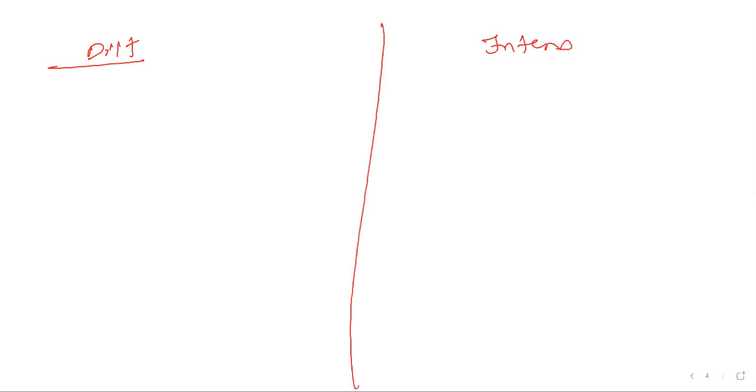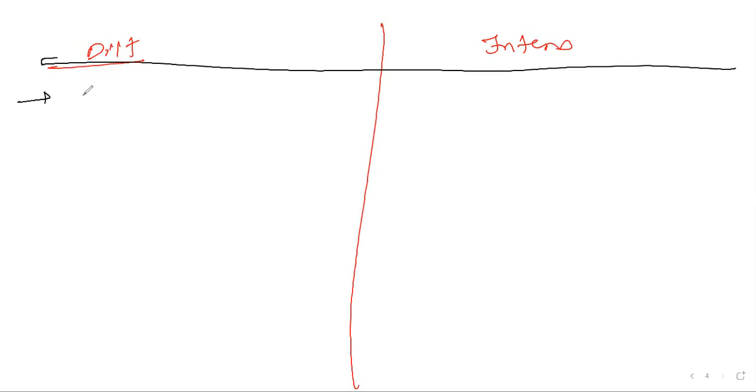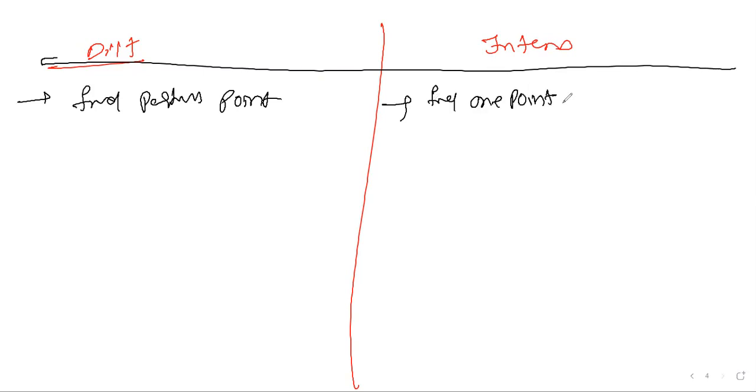Okay, now let us go for differentiation, then I'll go for integration. I'm trying to explain both differences. I'll write. So integration will find the value at a particular point. Then integration will find the value of the function from one point to another point.